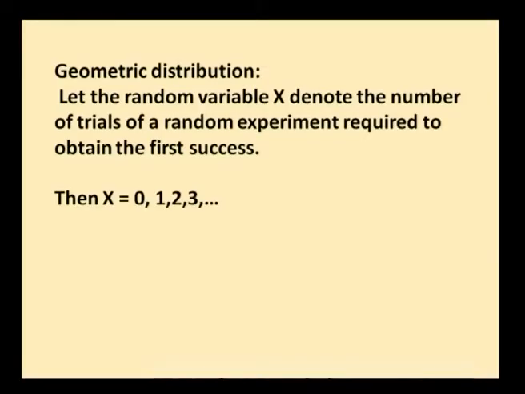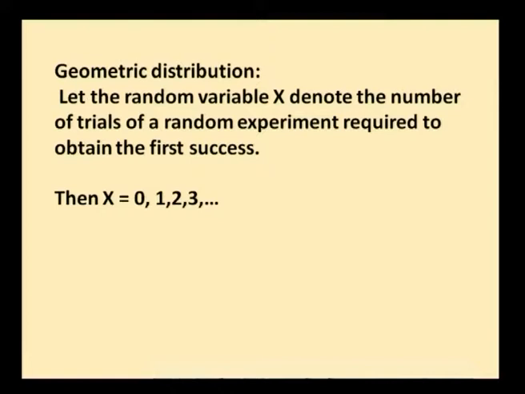In geometric distribution, we are going to repeat the trials till the first success occurs. So, x will take the number of trials of a random experiment required to obtain the first success. The first success may happen in the first trial, or the first success may happen in the second trial also, or it may happen in the third trial and so on.